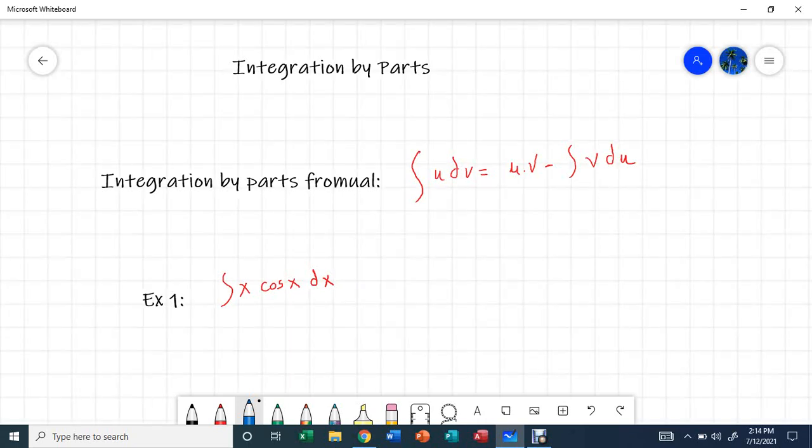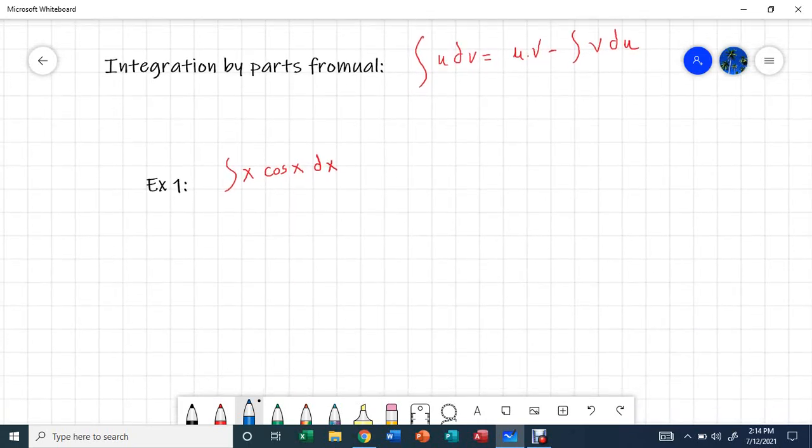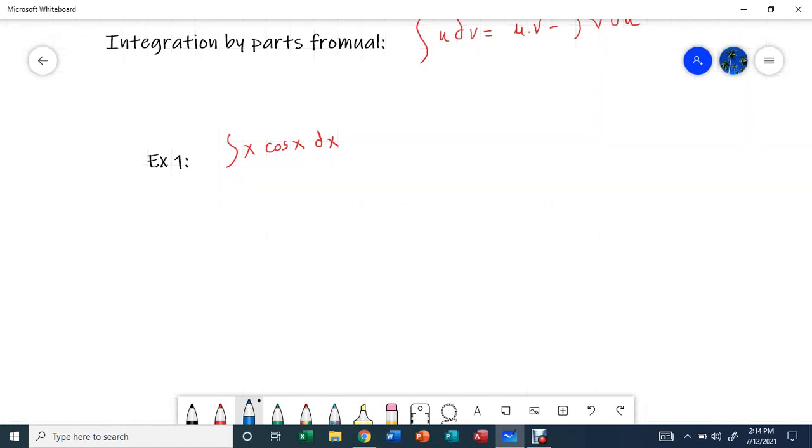So the first example is computing the integral x cosine x dx. So I'm gonna let u equal x. So that means du is the same thing as dx, and let dv equal cosine x dx. So the antiderivative of cosine is sine, so v is gonna be sine of x.